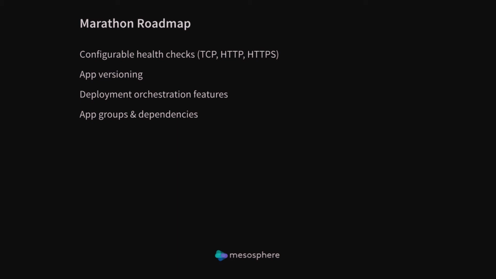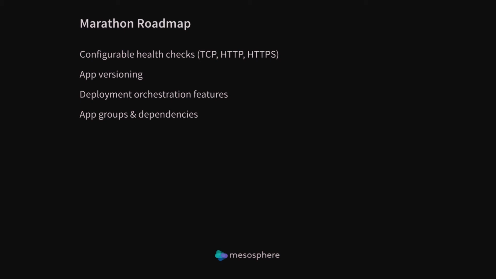And the last one is app groups and dependencies. A lot of times you have a user-facing application that depends on a bunch of backend services. And what you can do with groups and dependencies is you can say, for example, my customer-facing Rails app depends on MySQL and Memcache and Redis, so bring those up first and then start the user-facing application, otherwise it won't work.